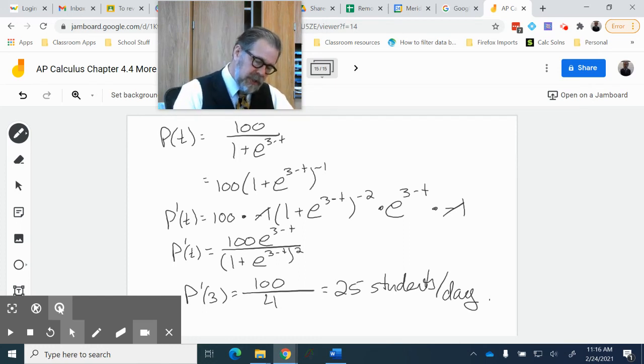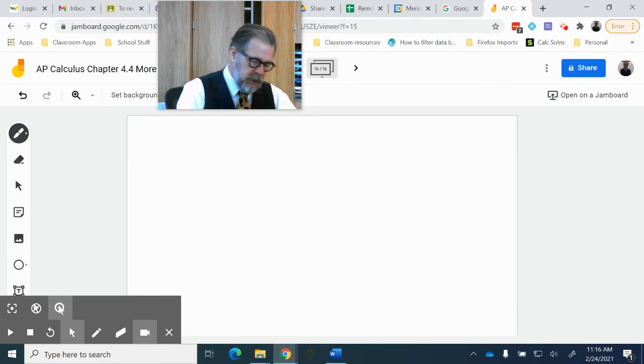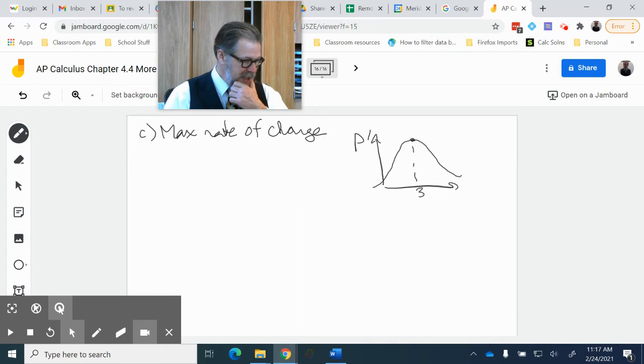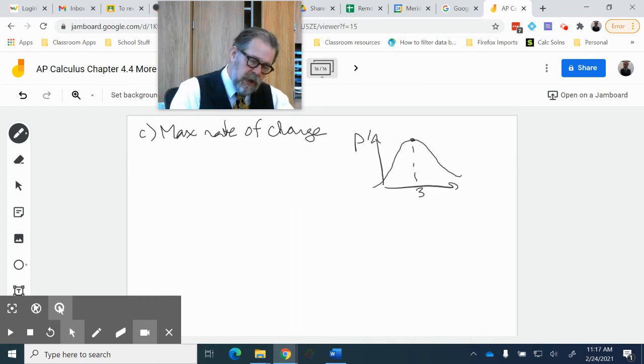So let's talk about the next question: when is the maximum rate of change of the spread of the virus? Well, if I look at the graph of P prime, what I see is that it looks something like this, and that maximum appears to be about day 3. What's the official way to do this?